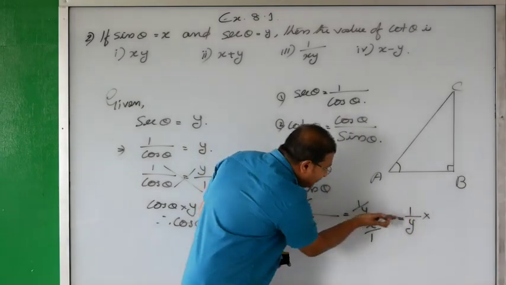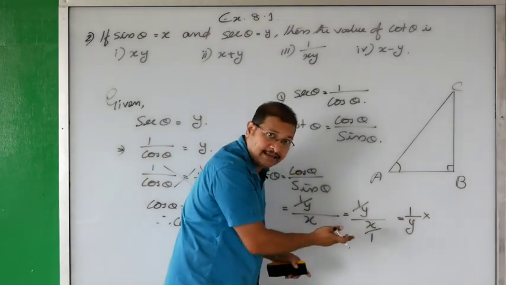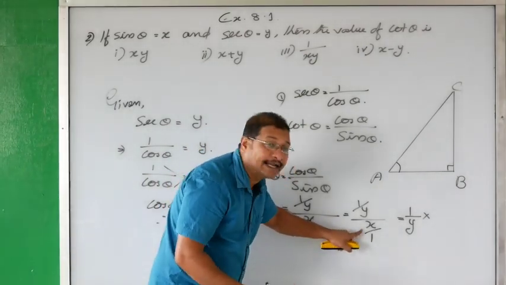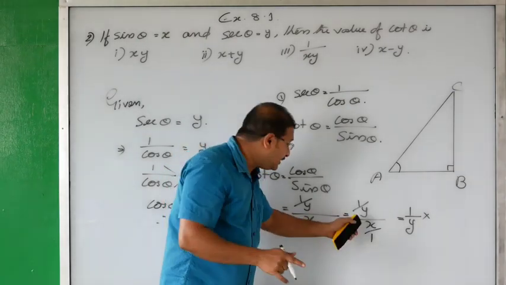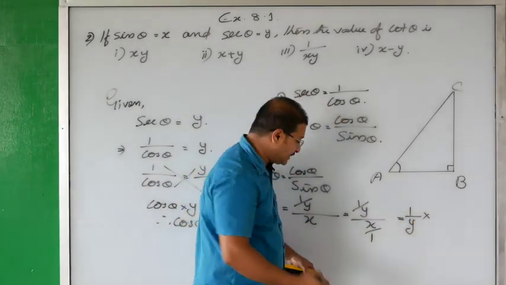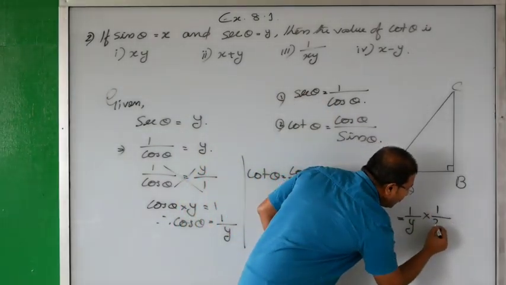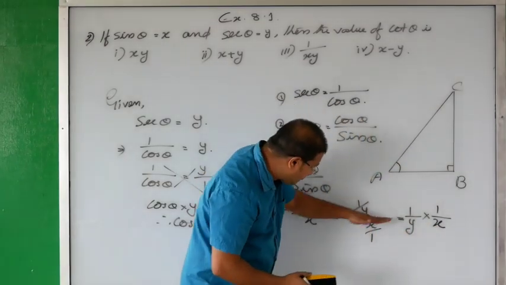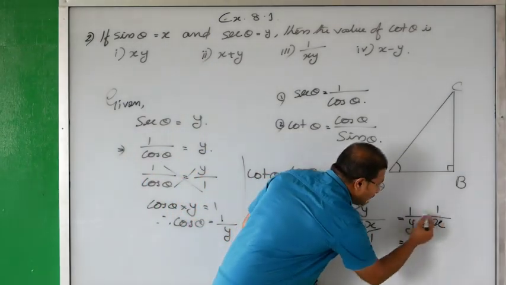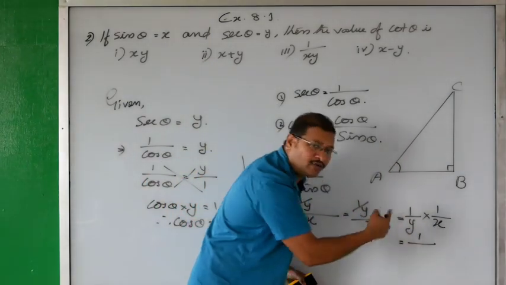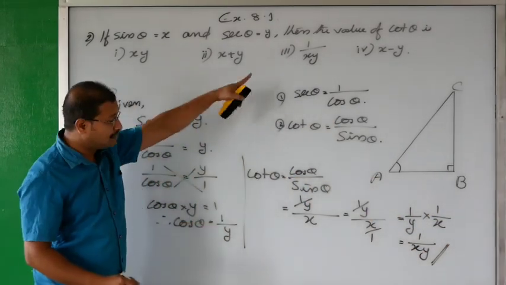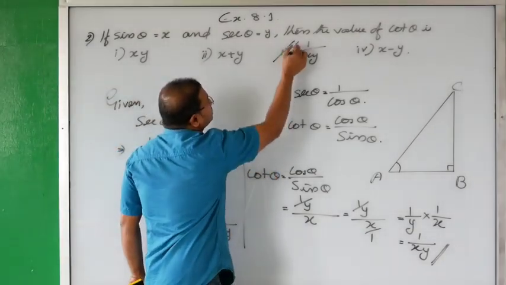See the division. Division, if I convert into multiplication, x by 1, I have to write 1 by x. Means what? Inverse of this. What we done? Division convert into multiplication, inverse will write. This equals 1 into 1, 1, x into y, x y. Let's see the option now. That means the third will be the right option.